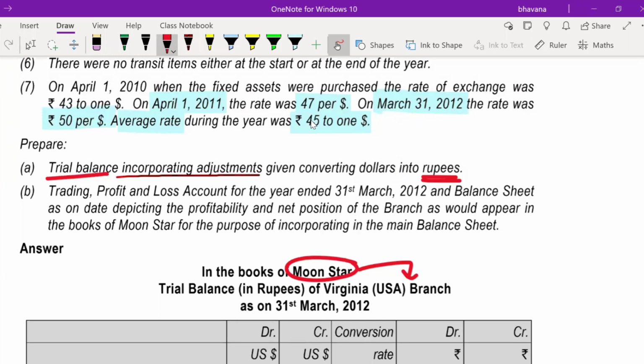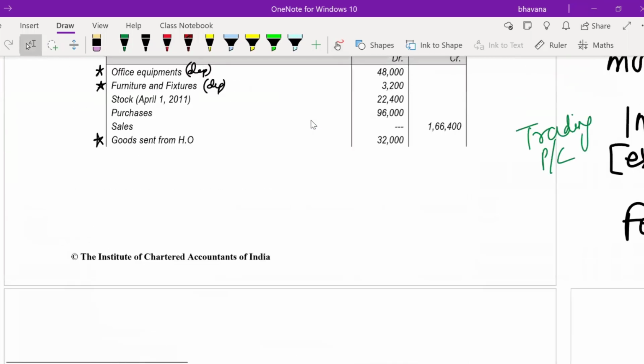Someone has asked me, how will we identify whether it is integral or non-integral? In the question they will give you. You don't have to find out anything by yourself.